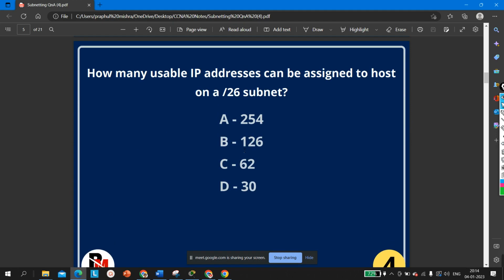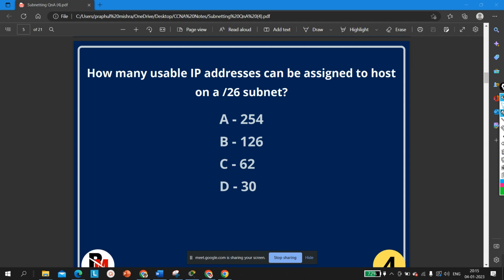See here. How many usable IP addresses can be assigned to hosts on a /26 subnet? So if we have a network with /26 CIDR value, then how many valid hosts will be there? 62. The formula to calculate valid hosts is 2 to the power h minus 2. H will be what? H is 6. So 2 to the power 6 minus 2. The right answer is option C.